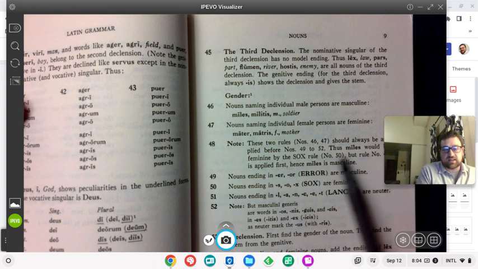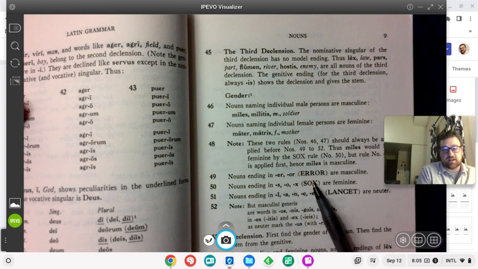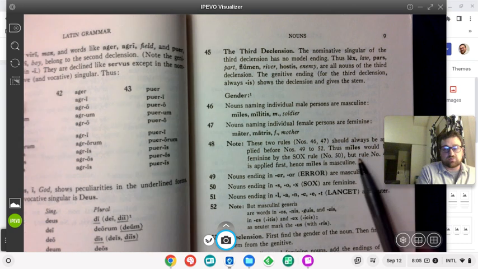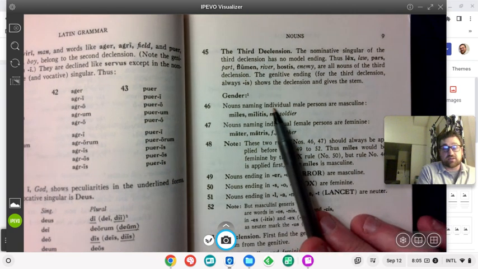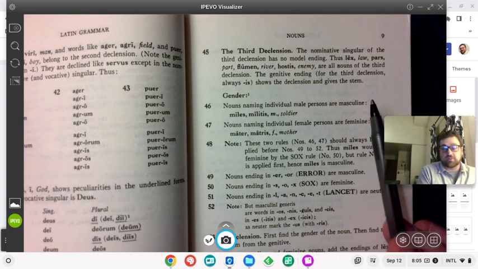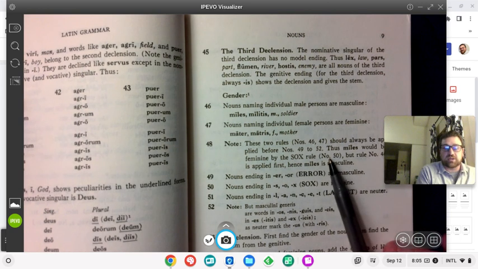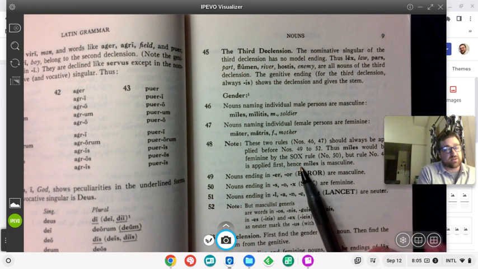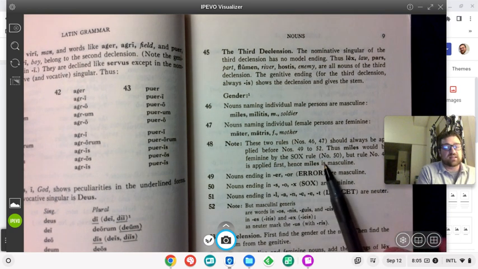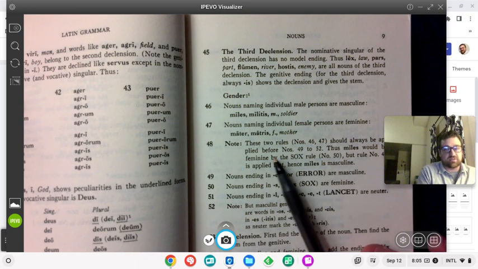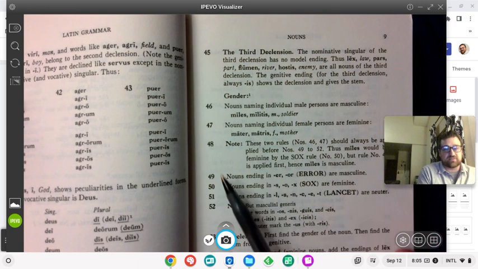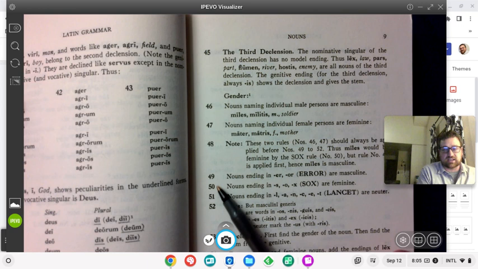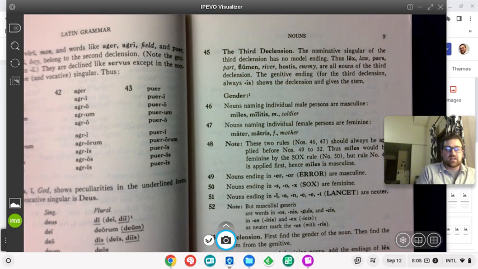You might think miles would be feminine, but rule number 46, the one that says nouns naming individual male persons are masculine, should be applied first. And so hence, miles is a masculine word. So basically all it's saying is 46 and 47 trump this next chunk of rules, okay?